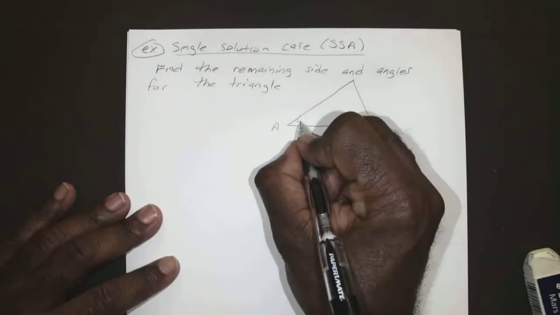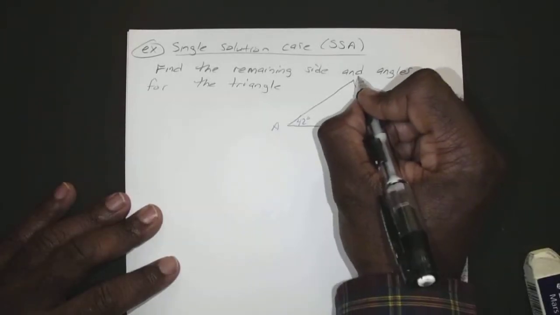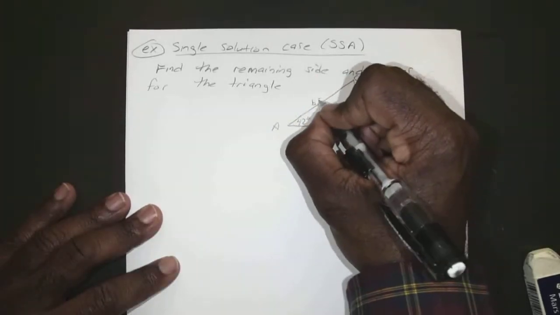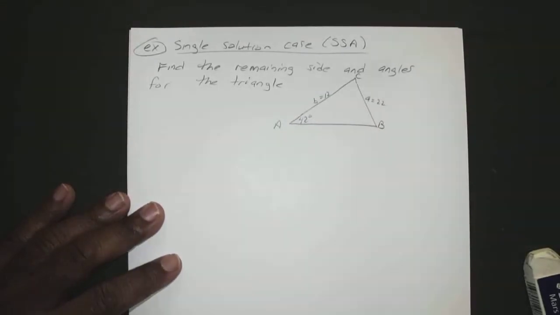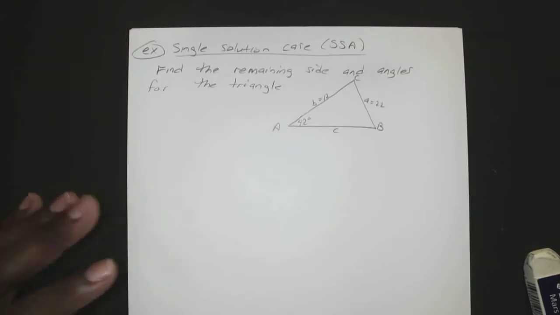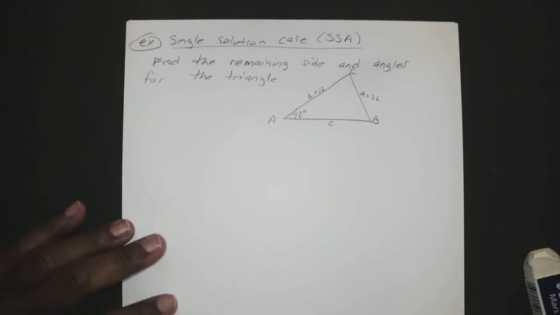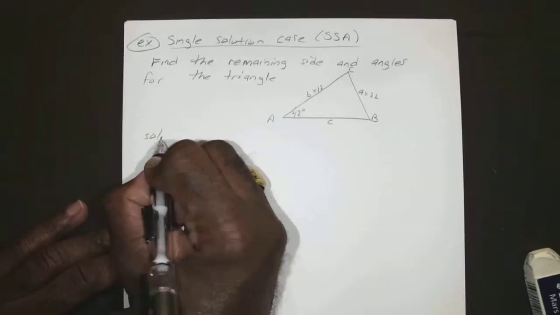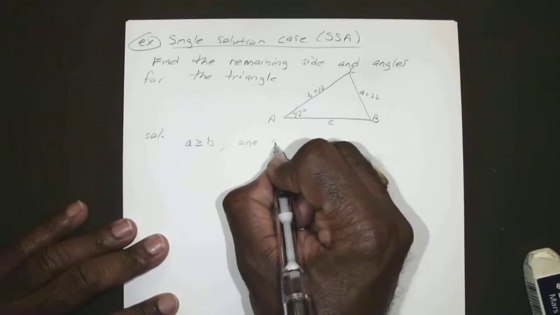Okay, let's say angle A is 42 degrees. Angle B, we have no idea. Angle C, we don't know. Side B is 12, and side A is 22. And side C, we don't know. So here we can see that, oh, forgot to put my solution, A is greater than or equal to B, so it's only one solution.